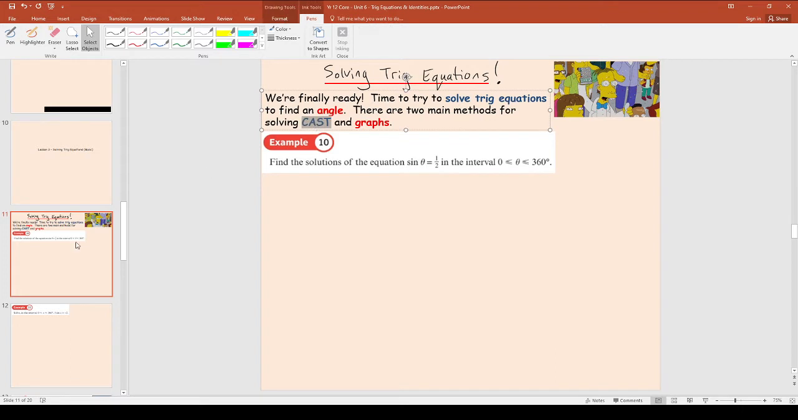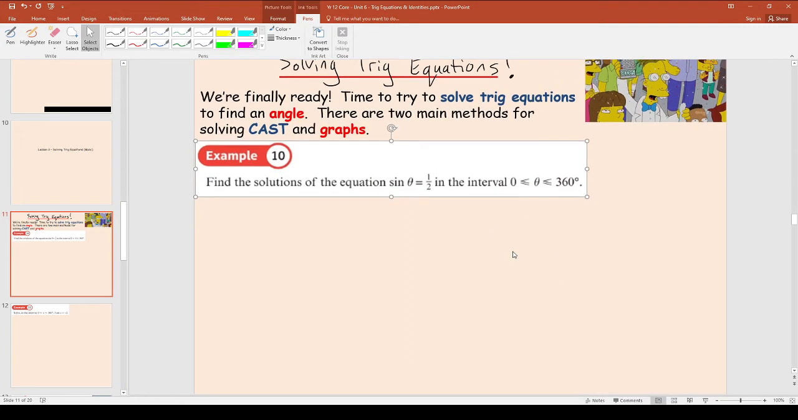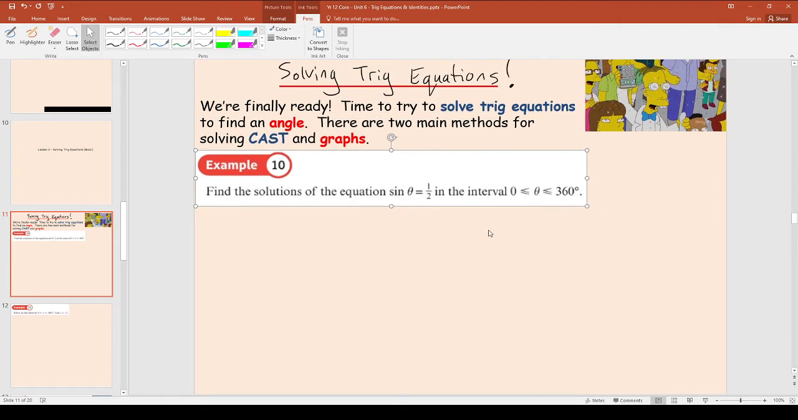But you know how I've just fallen in love with CAST, and so have you. In the last few lessons, you've become CAST legends to solve with. Actually, I think, and people disagree with me on this, even in the maths department, I think CAST is the be-all and the end-all. I think that CAST is the way forward no matter what.